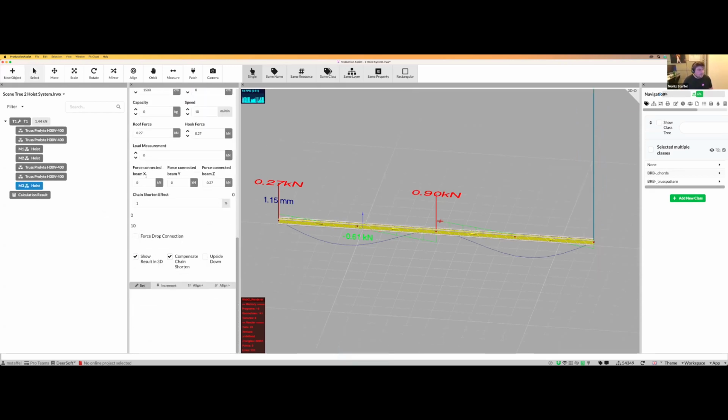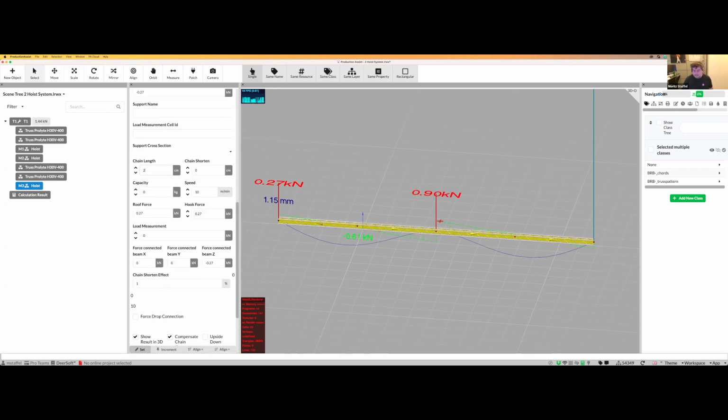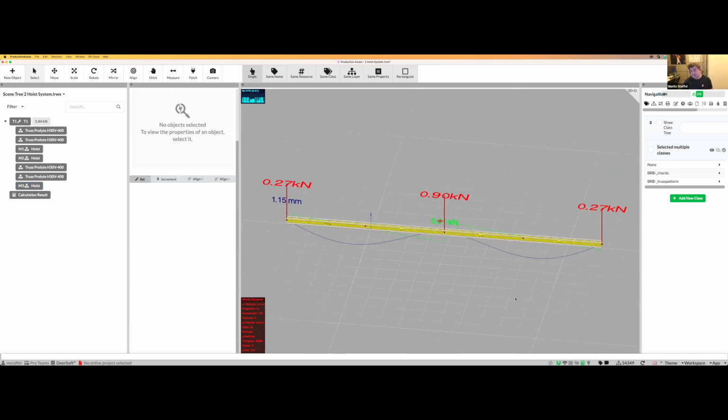Show the forces. Cut this down to 2 meters, I think, something like this. So what we're seeing in here is 0.3 kilonewton going to the left and 0.9 kilonewton going to the middle. In other words, there's a little bit more than 3 times the load in the middle than on the side. So this is what we would expect from our calculation.